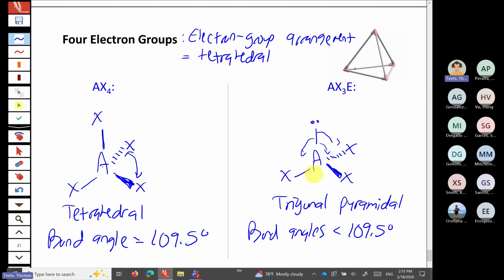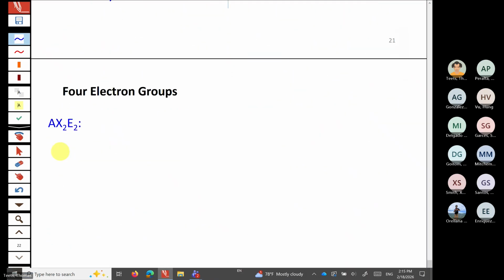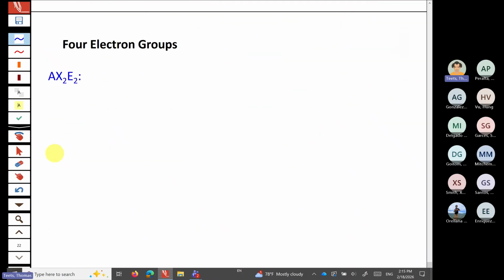And then finally, if we go to AX2E2, there's sort of two ways of drawing this, I suppose, but we'll start with the more straightforward one that's based on what we did before. You have 4 electron groups. So it's tetrahedral arrangement. I still need to draw that better than I did. Went down a little bit. And this should be a little bit higher. All right, so you have a tetrahedral arrangement of the electron groups.